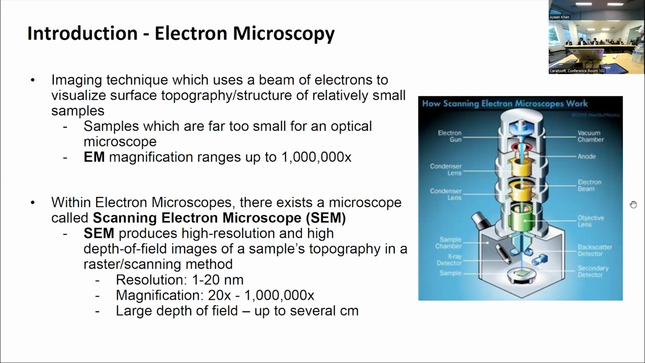Within the subject of EMs, there exists a scanning electron microscope, or SEM for short. The SEM is unique in the way it produces high resolution and high depth of field images of a sample's topography in a raster or scanning method. The resolution of a basic SEM ranges from 1 to 20 nanometers. Magnification ranges from 20 times to 1,000,000 times, and it offers a large depth of field, up to several centimeters.